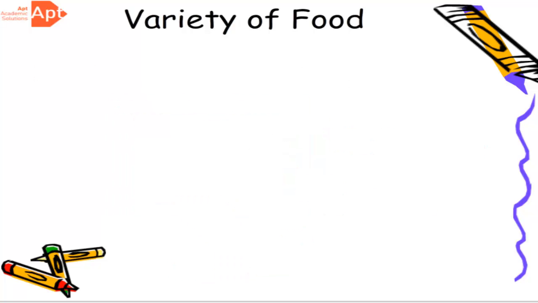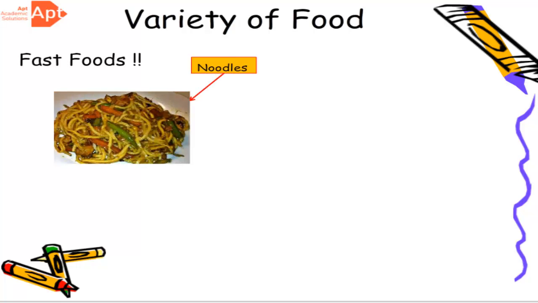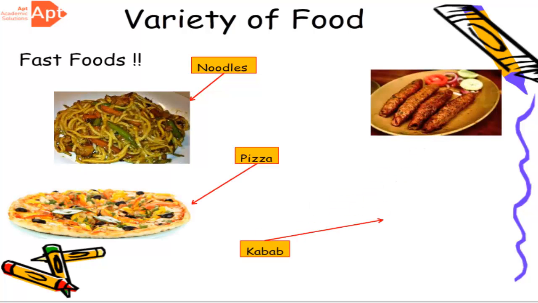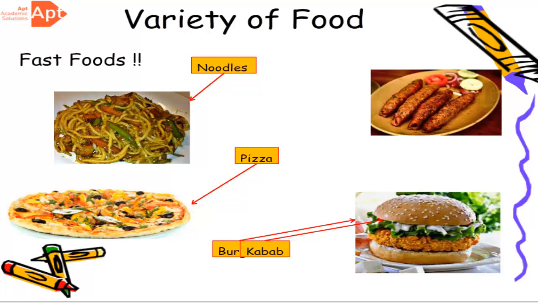We love to eat pulses, that is called dal, and different varieties of vegetables. Now there is one more kind of food that we like to eat. That is called fast food. This is noodles here, delicious kebab. We have pizzas here and burgers.